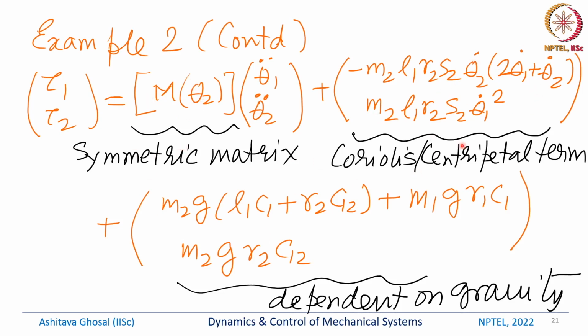So these two terms are the Coriolis and the centripetal terms, because theta 2 dot squared is sort of like the centripetal term, and theta 1 dot theta 2 dot is like the Coriolis term. So this is a Coriolis term, theta 1 dot squared. And these two terms here, the M2 G and M1 G terms, you can see that they don't contain theta dots or theta double dots. They are only functions of theta 1 and theta 2, which is the configuration of this 2 degree of freedom system, this planar 2R manipulator.